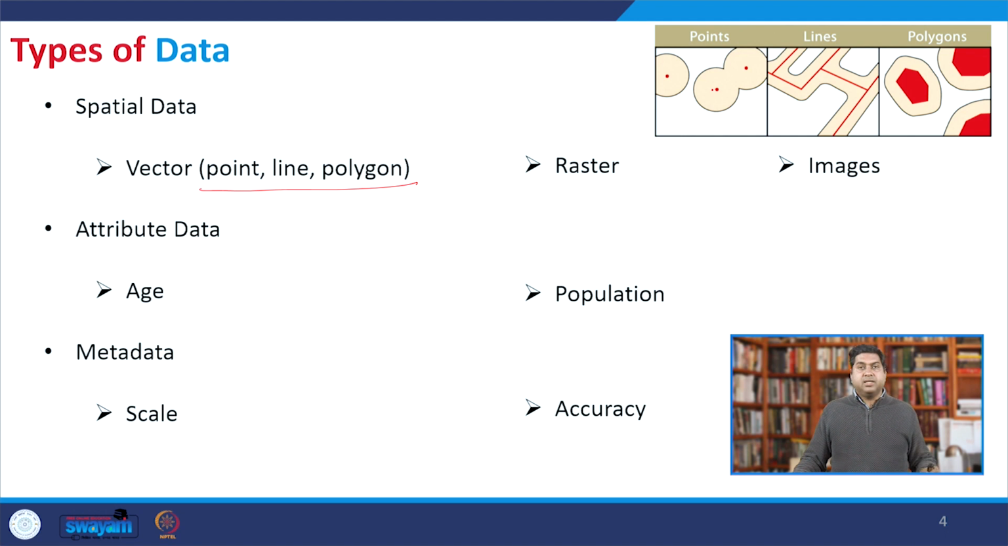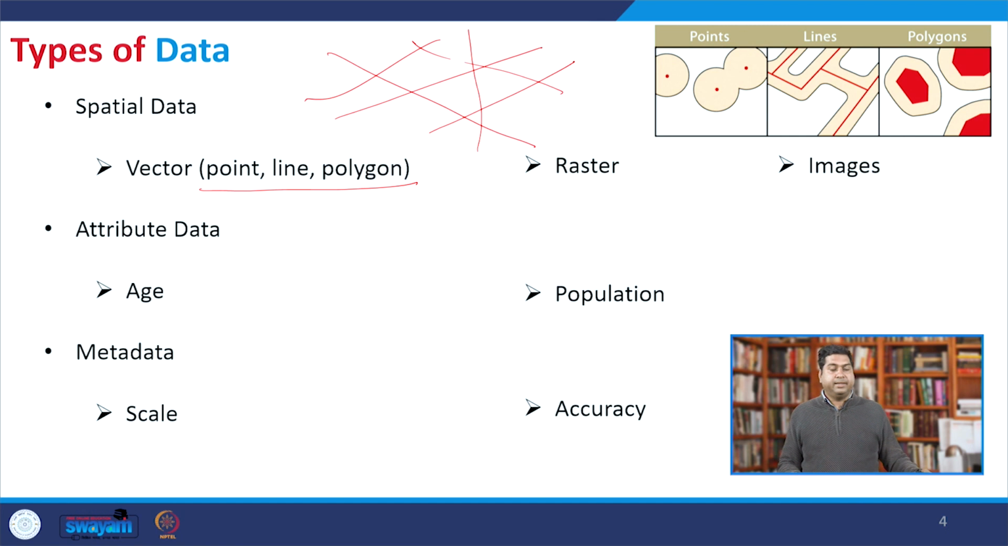Next to that is the line. Whenever we talk about the transport network or the river network, in all such cases it is not a point, it is some line, right? So you have a certain kind of transport network, or maybe a river, a natural setup that you want to identify. In those cases they are line data.